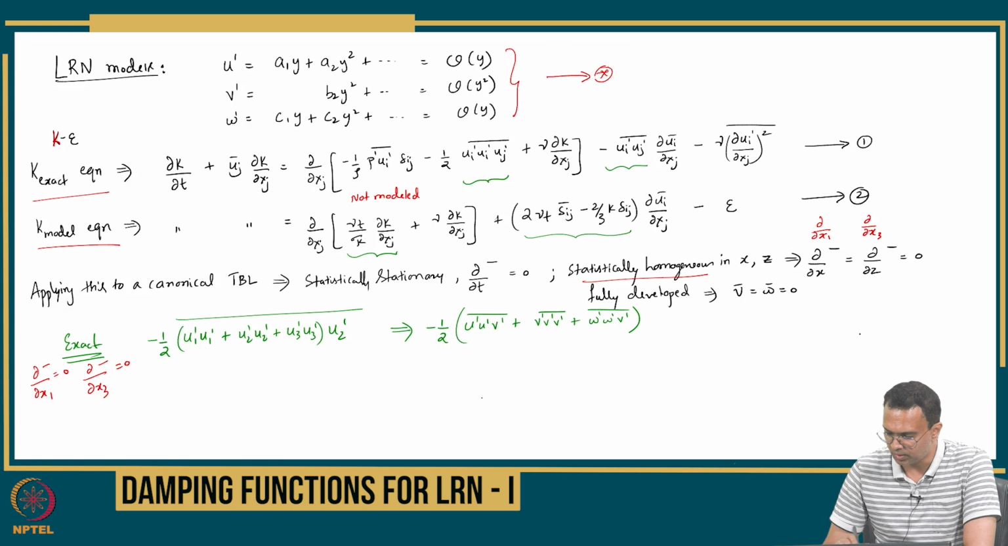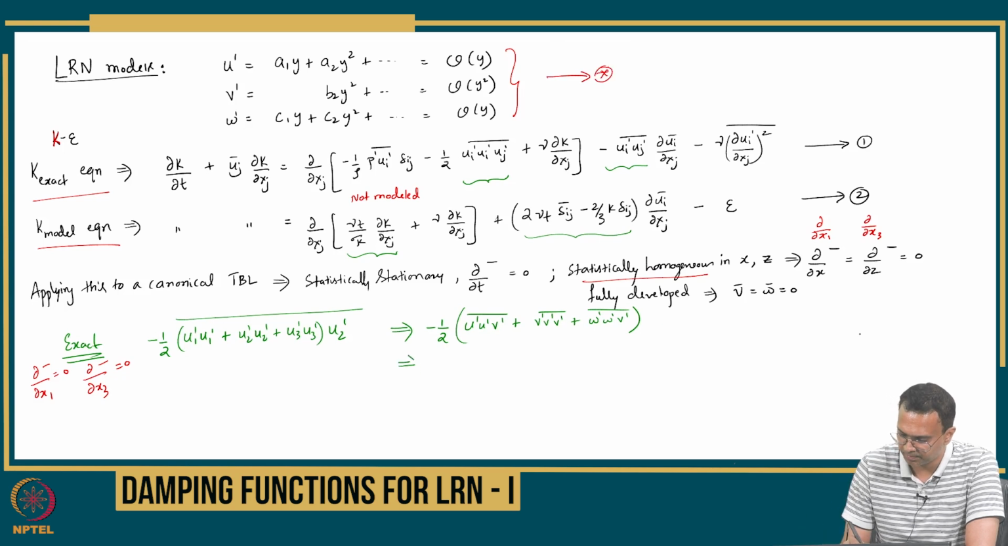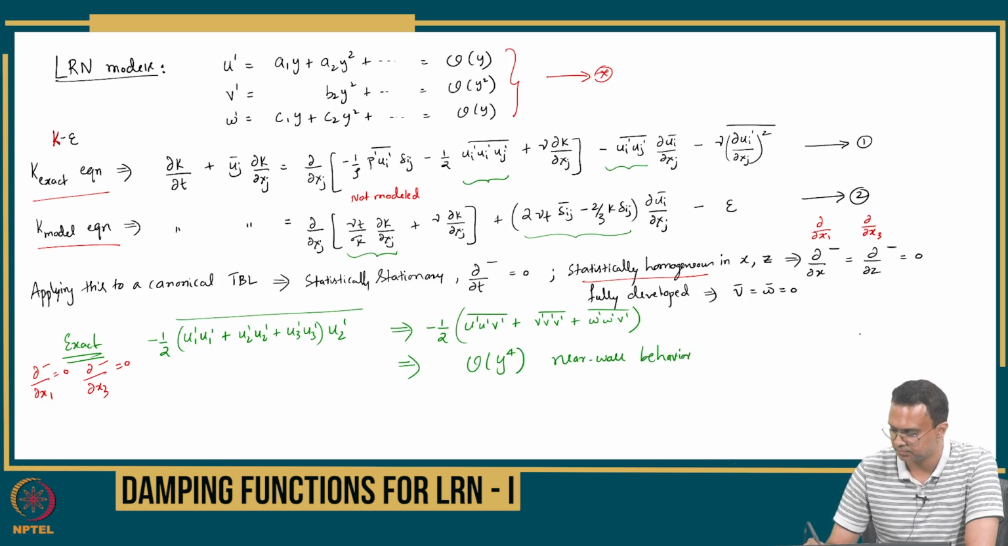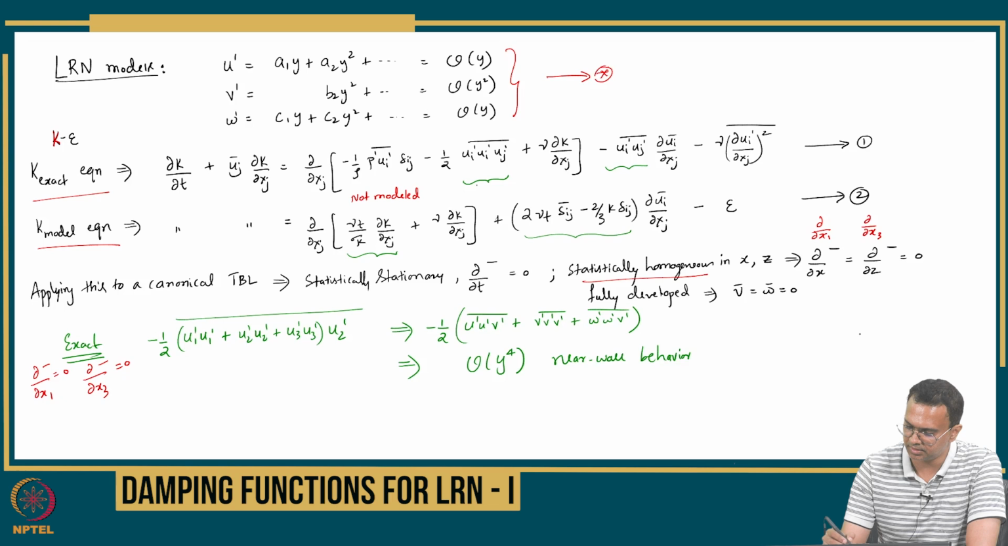So, what will be its y dependency? The exact term of the turbulent diffusion term here. u prime has y dependency, another u prime y, and v prime is y square. So, it is y raised to 4, right? So, this will have y raised to 4 near wall behavior. The exact term, only for this particular term I am looking at here.